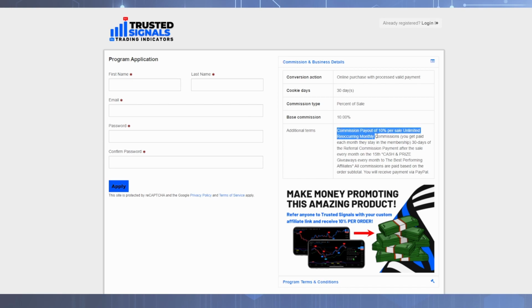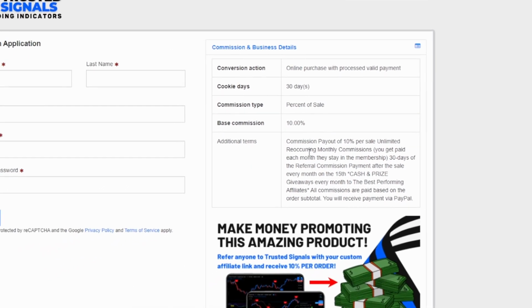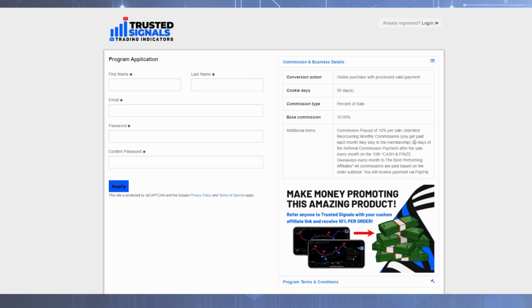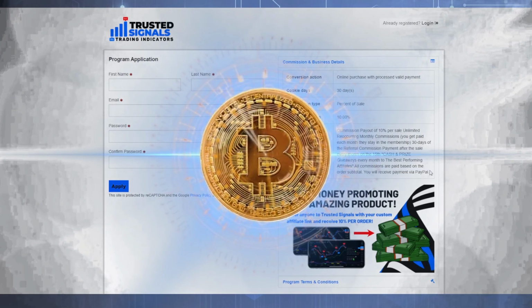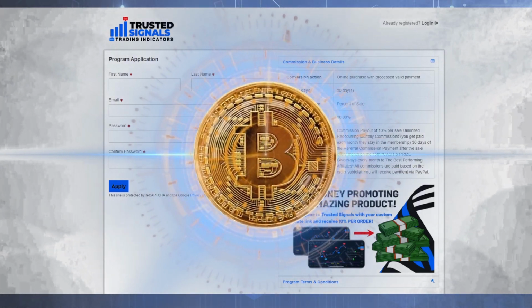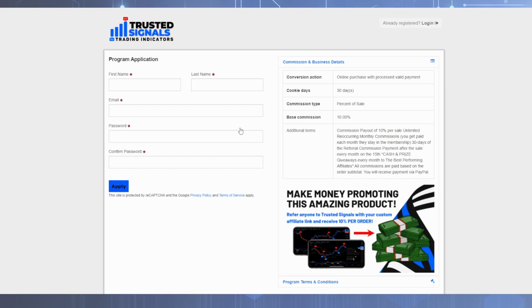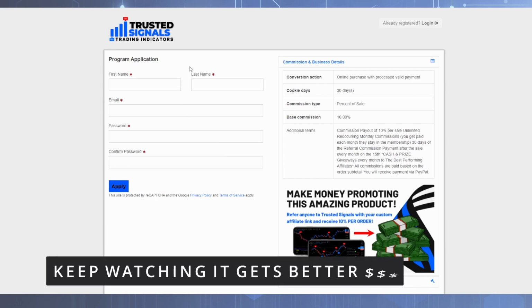Now, as you guys can see here, commission payout is 10%, unlimited recurring monthly commissions. You get paid each month they stay on the membership. They also do cash prizes, giveaways every month to the best performing affiliates. Now, one thing that they just mentioned, they have been paying out in Bitcoin or cryptocurrencies. So that is a great way to fund your account. Give it maybe 6 days or so to get access because they do have to verify a few things in order to accept you to the program.